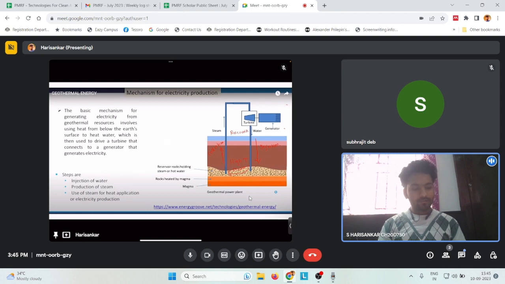This steam can then be collected back upwards and passed into a turbine, which can generate electricity. So basically, we are using this heat in the form of geothermal energy. We are heating the water and converting it into steam, and this steam is then passed into a steam turbine to generate electricity. That is how we produce electricity indirectly by using geothermal energy.